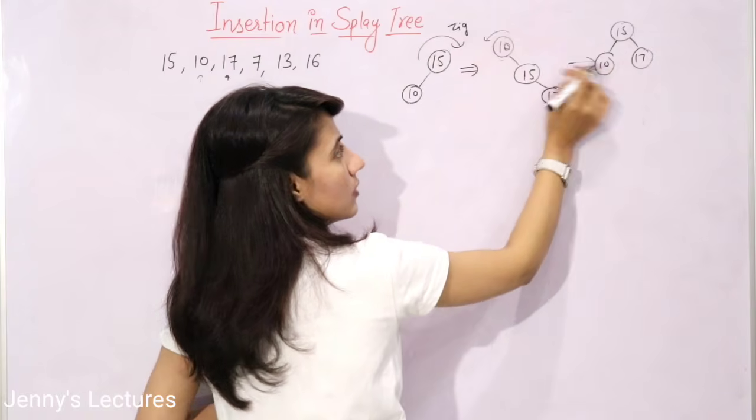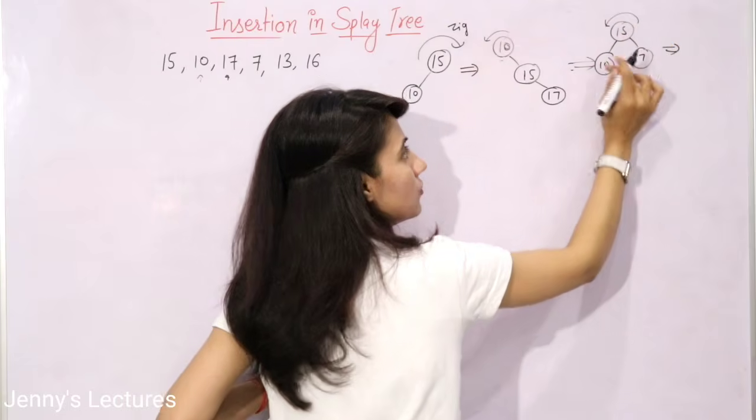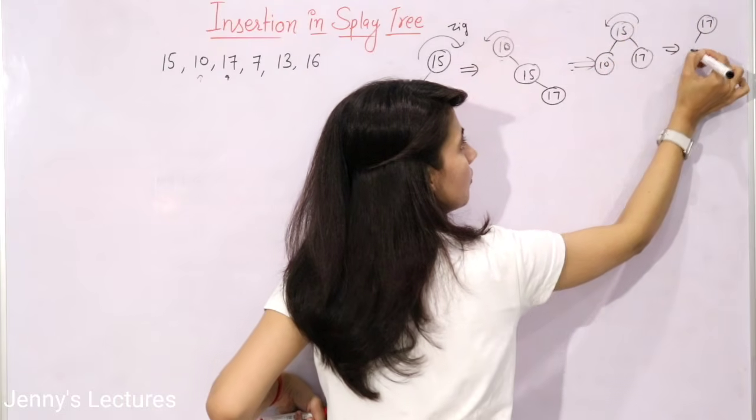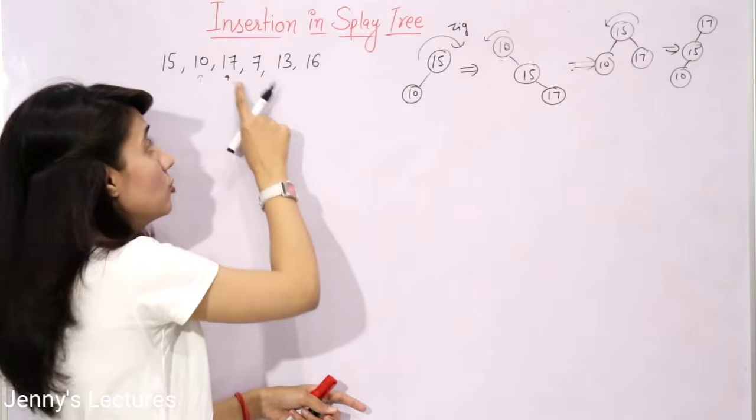After the first left rotation, we do a left rotation again around this 15. Now 17 goes upward, then 15, and here we have 10. Now this is the tree after insertion of 17.